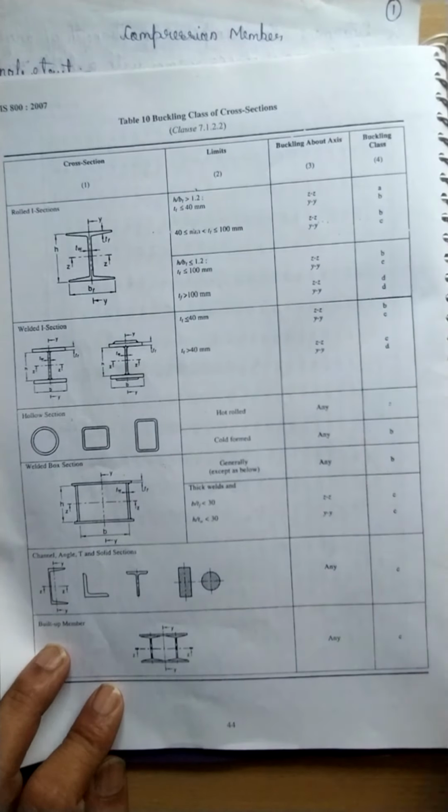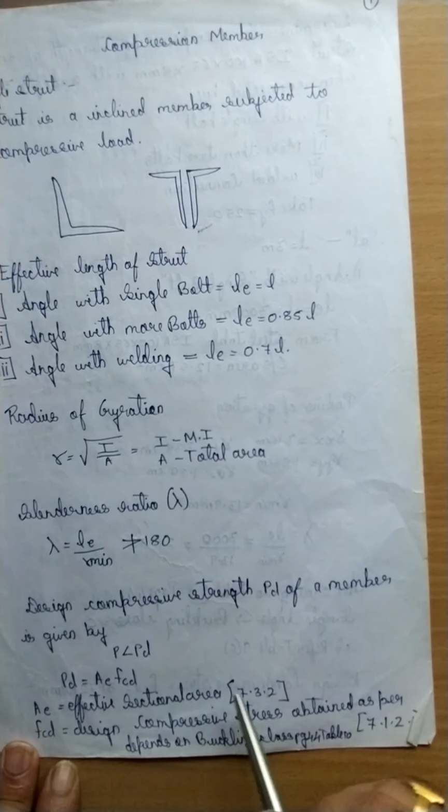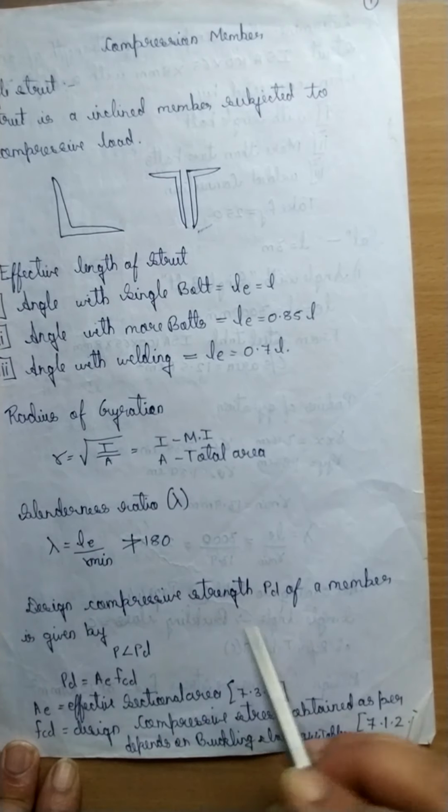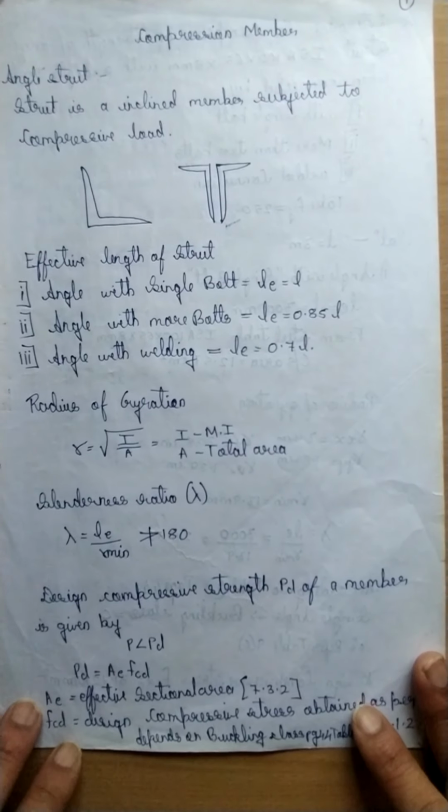The design compressive strength PD of a member is given by PD is equal to A into FCD, where A is the effective area of the section as per clause 7.3.2, which depends on the buckling class and the type of the section, and FCD is the compressive stress, obtained depending upon the buckling class from the compressive strength tables.